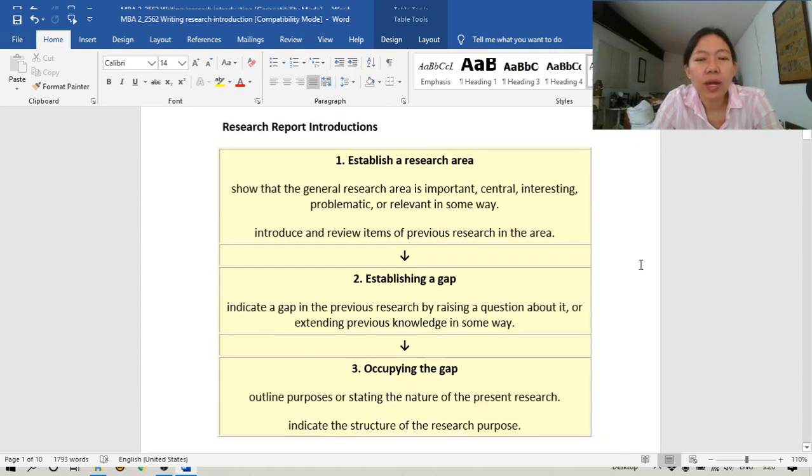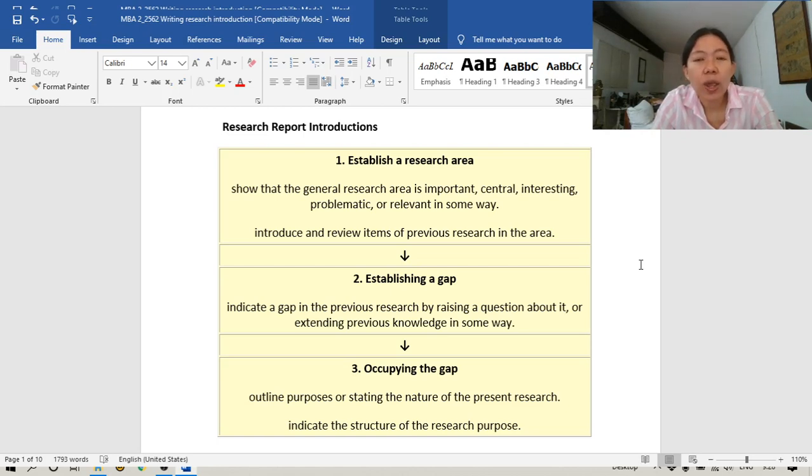When you are writing an introduction part of the research, you might need to follow these 3 moves. First, you're going to establish the research area. You're going to tell your readers why your research area is important, why it is interesting, why it is worth doing something about. And then you're going to establish a gap. You're going to indicate the gap in the research area, or talk about the problem that needs to be solved or needs to be done.